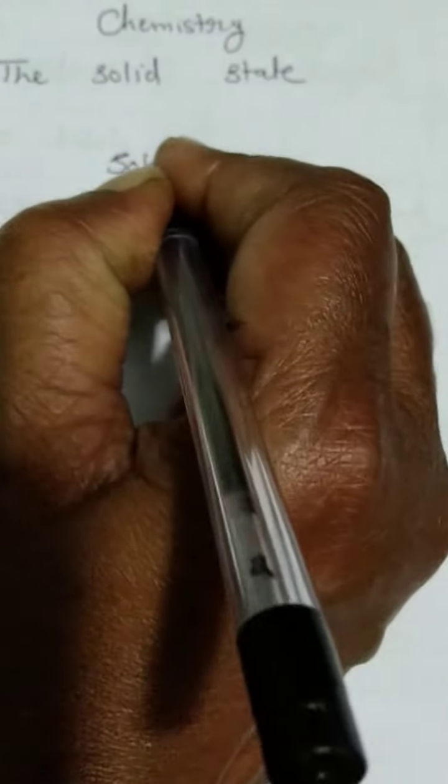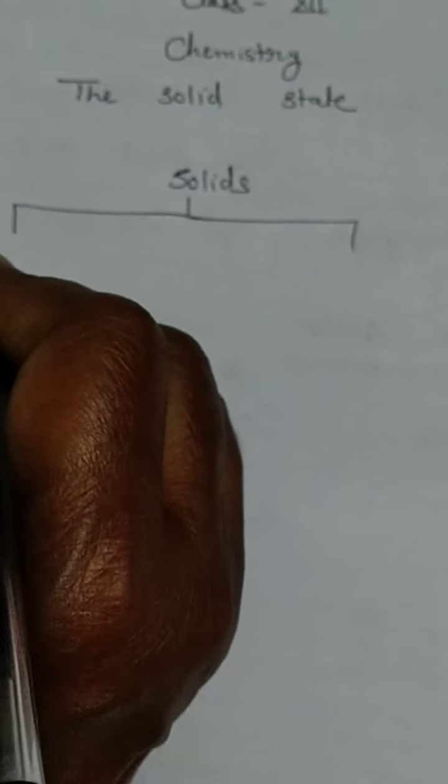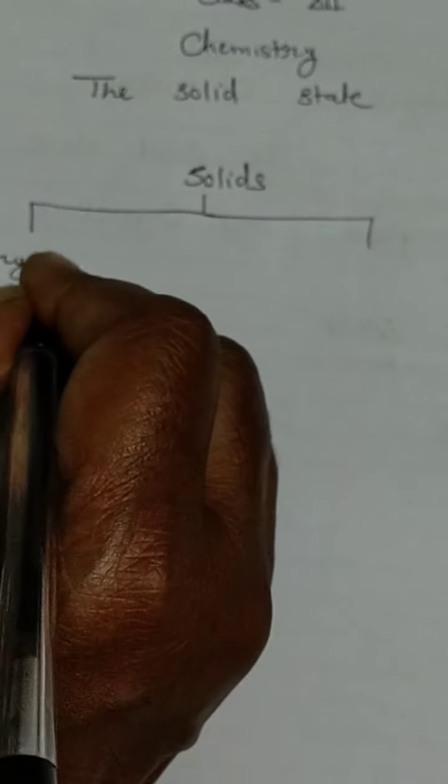So, today I have taken the topic from class 12th chemistry, from chapter 1, the solid state. Today's topic is amorphous and crystalline solids. So, dear students, solids can be classified into two categories. One is crystalline solid and the other one is amorphous.